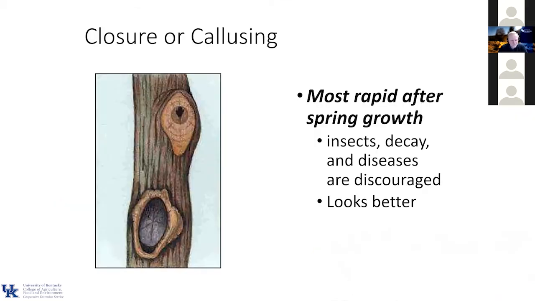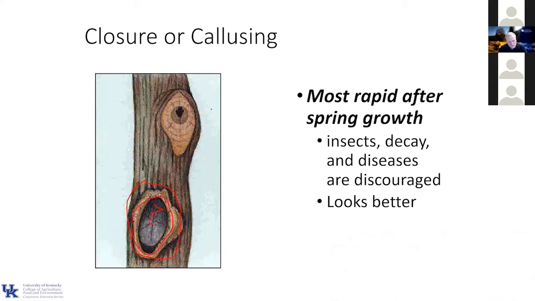And here's just a couple examples. That's just a kind of a drawing of examples of, let's say this pruning cut was made in July or August, and it was a rather large pruning cut, and you got some decay here, and you got irregular callusing going on.